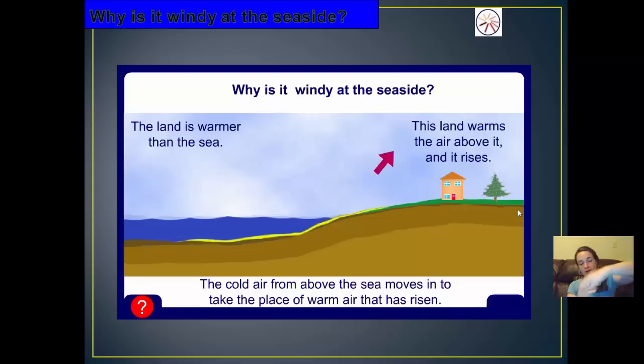So that air rises up over the land. Now there's almost like an empty space. So that cool air from over the water rushes in. And then that happens again. So the warm air rises, the cool air rushes in, and you feel that nice cool breeze in the summer.